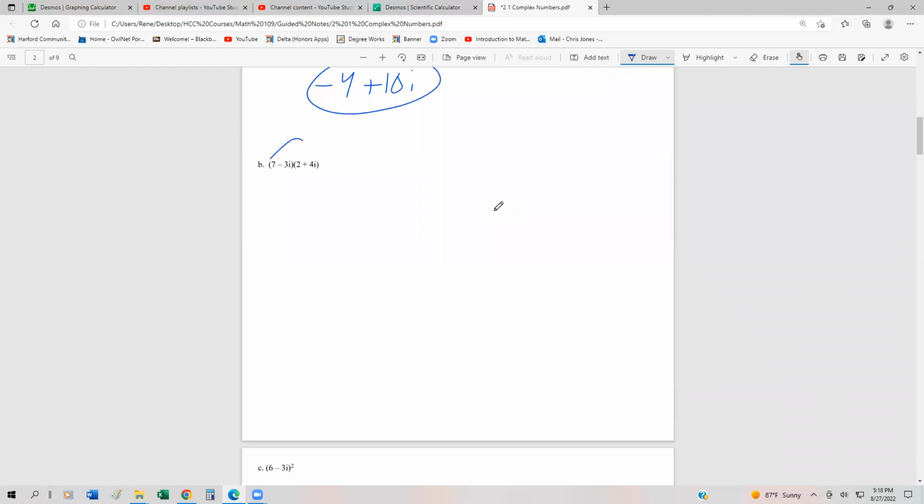So right here we have a FOIL problem. All right, so we're going to take the 7, multiply by both of the terms, 2 plus 4i, and then a -3i, and multiply by those two terms. And so we're going to get 14 plus 28i minus 6i, and then minus 12i squared. Now remember, i squared is the same thing as -1.